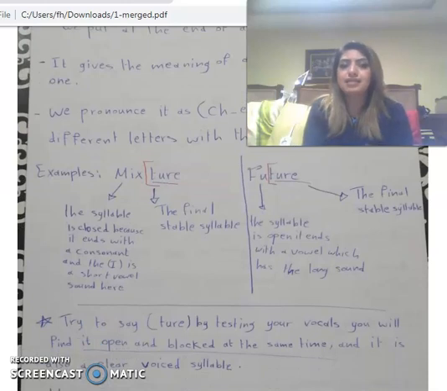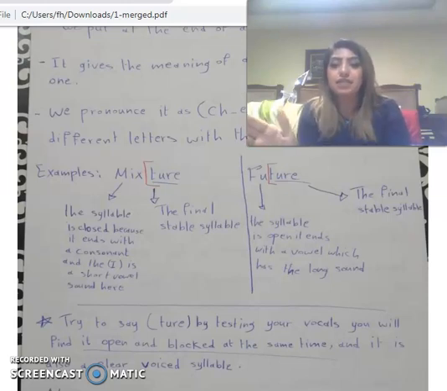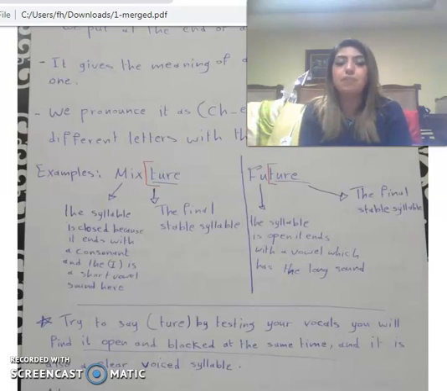Let's see the examples, and why we have it as a suffix added to the root word, why it's a final stable syllable, and why it has pronunciation rules. So here, examples. The first one, mixture. Here there is a little line before the ch part, and before that it is preceded by mix. Mix is a closed syllable.